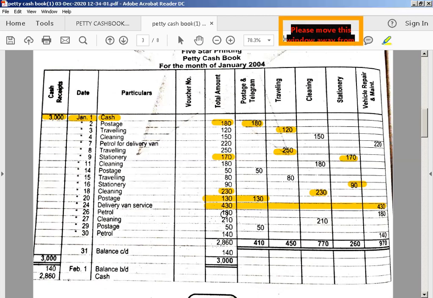Then we have the last four expenses. Your petrol, which we have paid for 180 rupees. And then over here also, then we have cleaning 210 in the total column. Then again in the cleaning expense, then postage 50 over here also and here also. And then petrol I have paid for 140 rupees. It is also over here in vehicle repair and maintenance.